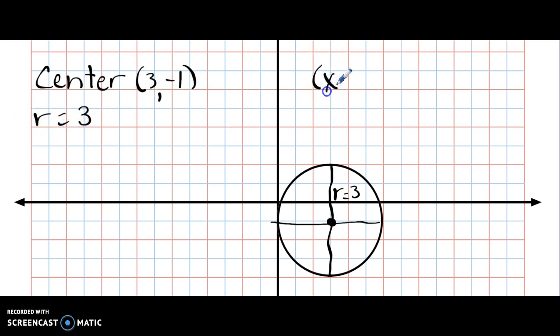My radius we found was 3. So my equation is (x minus 3) squared plus y, remember we do the opposite, plus 1 squared is equal to 3 squared, and 3 squared is what? 3 squared is 9, so we're going to set that equal to 9.